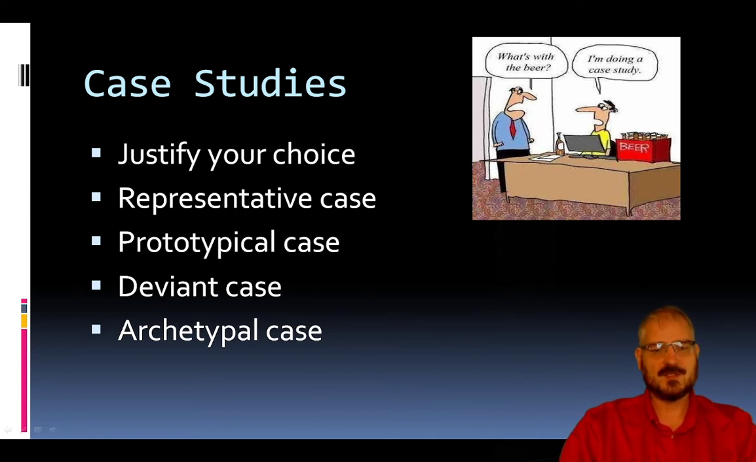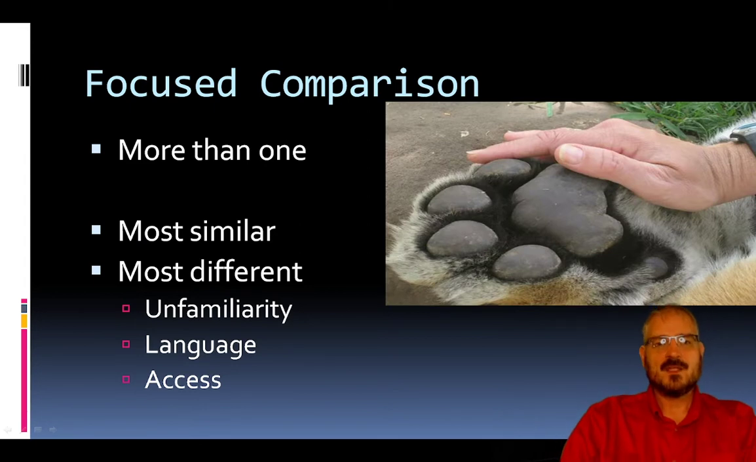That's the deviant case. And then there's the archetypal case. This is very similar to the prototypical case, but looking back in time rather than forward in time. So if we want to know about common law legal systems, the archetypal case would be the UK. They developed the system. They were the first. They're the ones that spread it all over the place. So we're going to look at them as the archetypal case for common law to understand other common law countries.